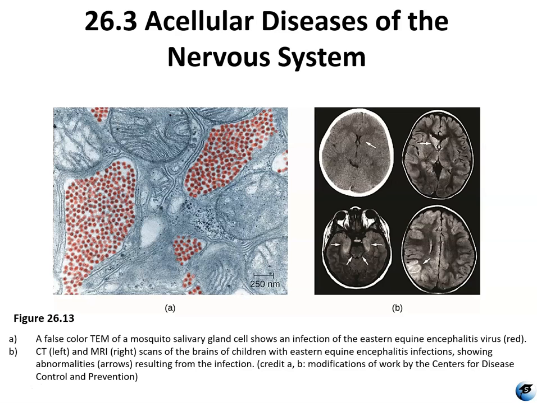Figure 26.13 is showing a false color transmission electron micrograph of a mosquito salivary gland cell, and it's showing the infection of the Eastern equine encephalitis virus, which is here in the red. CT and MRI scans of the brains of children with Eastern equine encephalitis infections are showing abnormalities resulting from the infection. So on the left here are CT scans, on the right here are MRIs, and everywhere where the arrow is pointing, it's showing abnormalities in the brain caused by encephalitis.